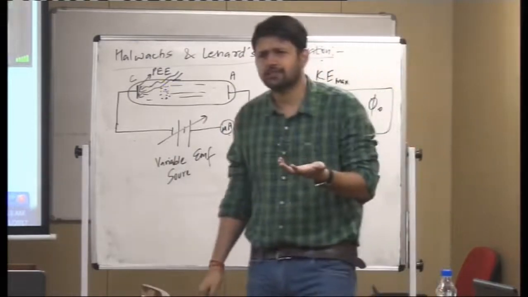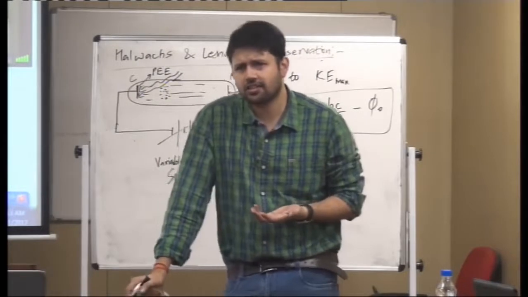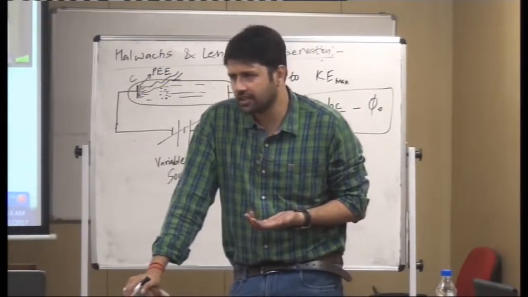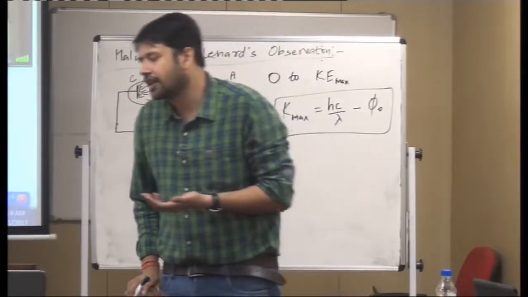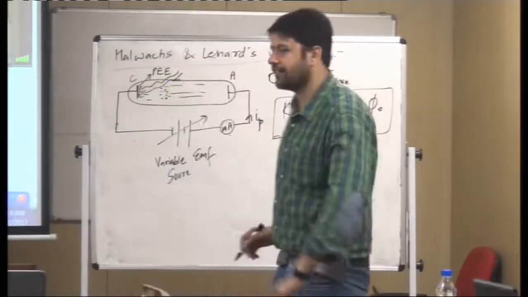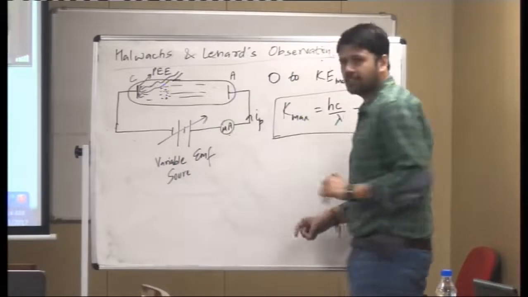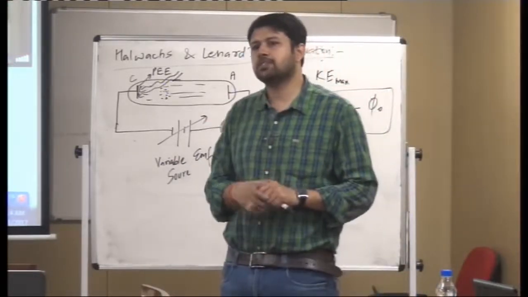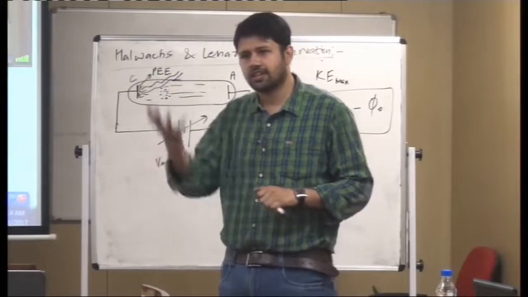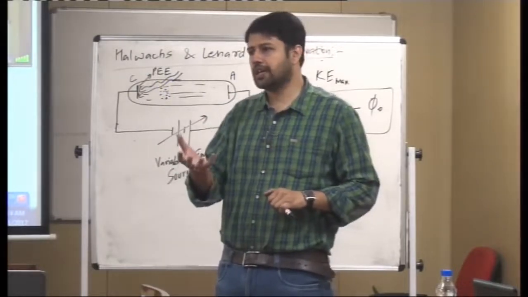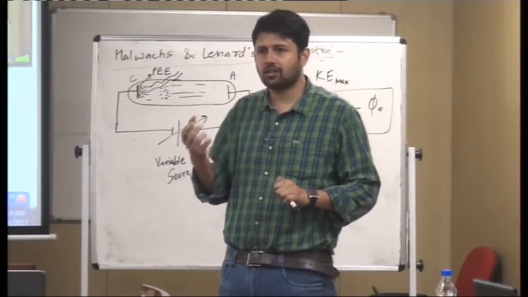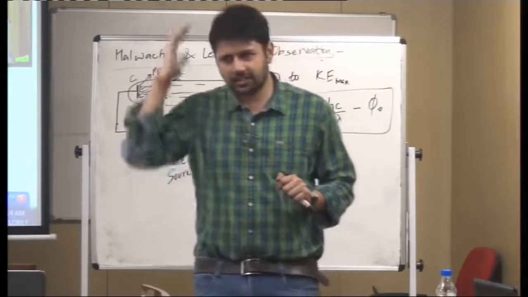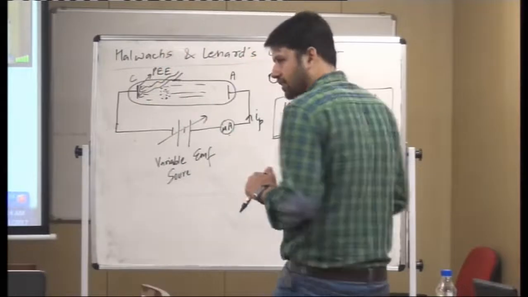So the second was what? What was the second thing? Effect of intensity. Yeah, it was the effect of intensity. More the intensity, more is the photocurrent. Now think about it. More intensity means more number of photons falling. More electrons would be able to absorb the photons, and more would be able to eject, right? It's easy to understand.